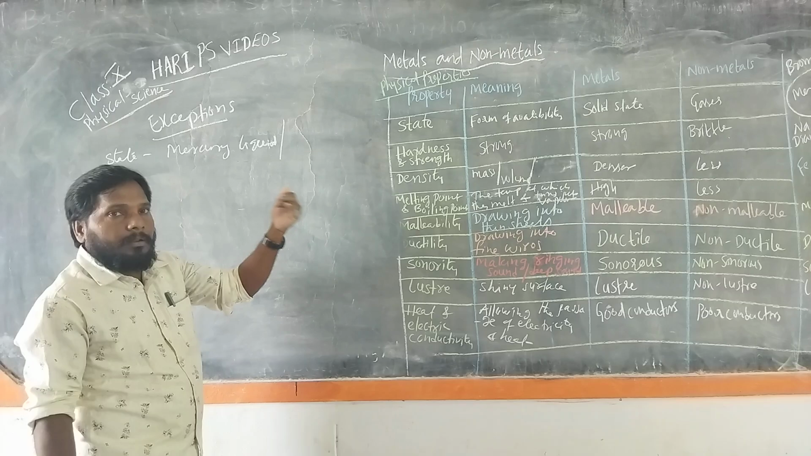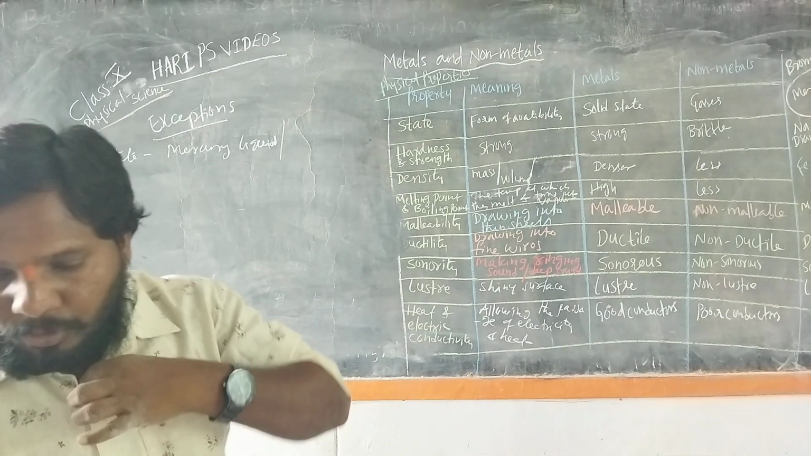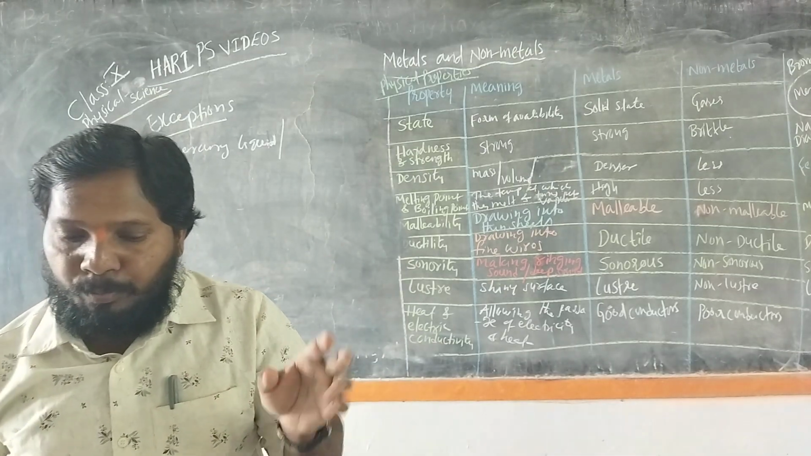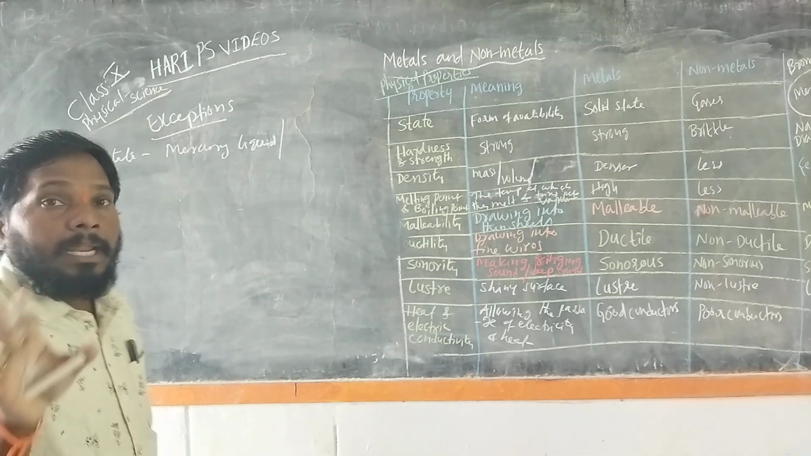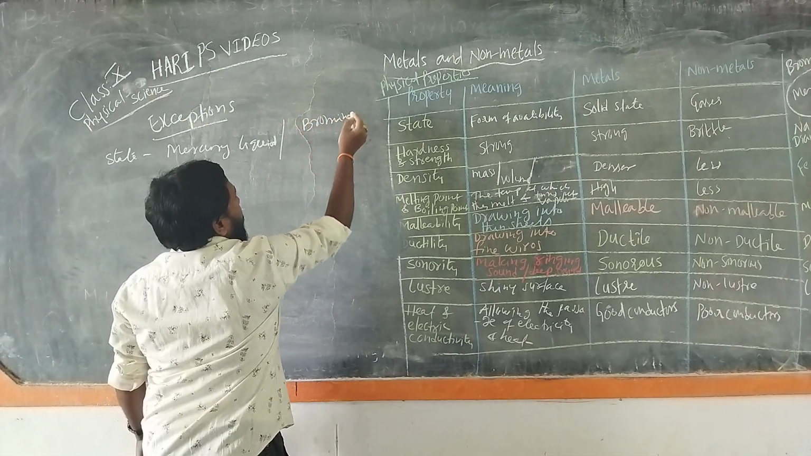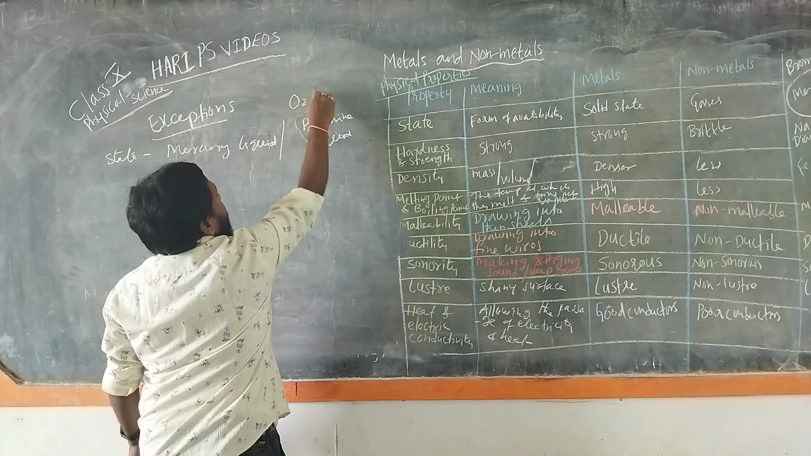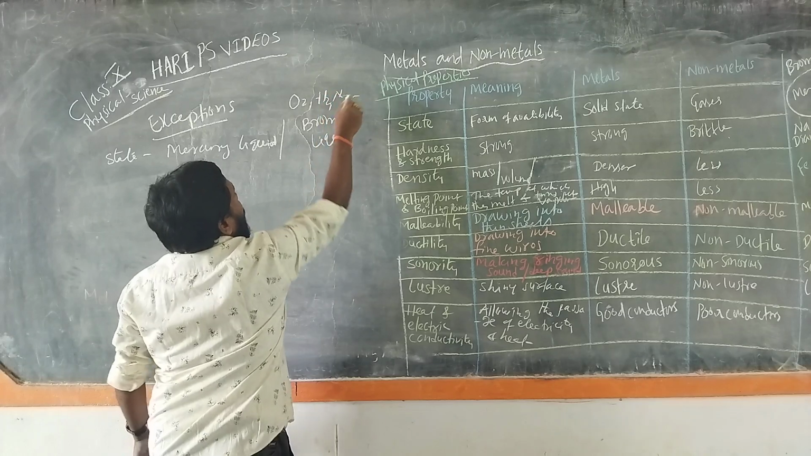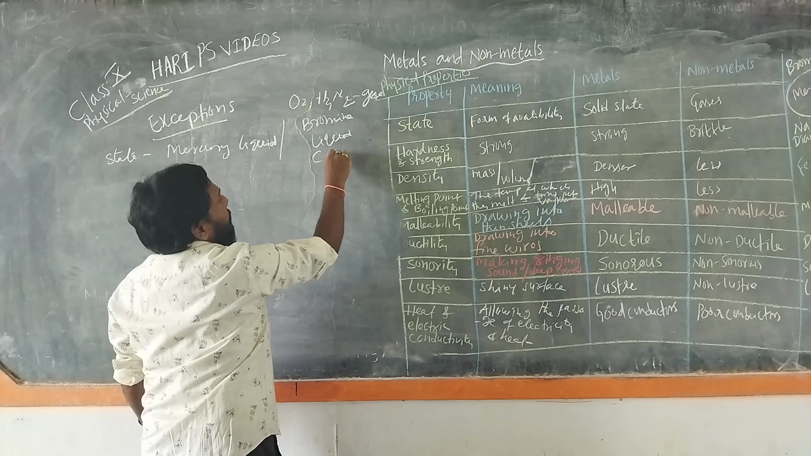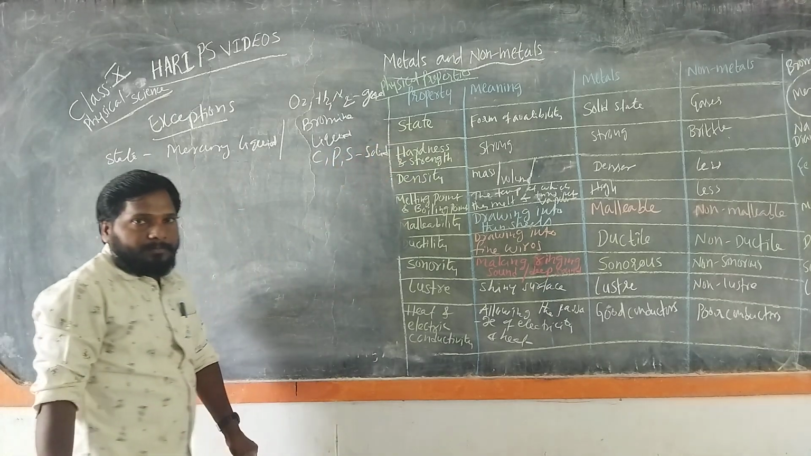Carbon is in the solid state. Carbon, sulfur and phosphorus are the non-metals which are in solid form. Bromine is a non-metal which is in the liquid state. Whereas oxygen, hydrogen and nitrogen are gases. Carbon, phosphorus and sulfur are solid.